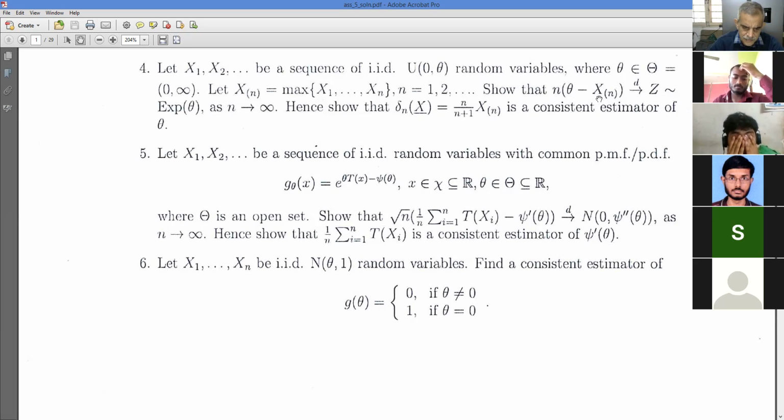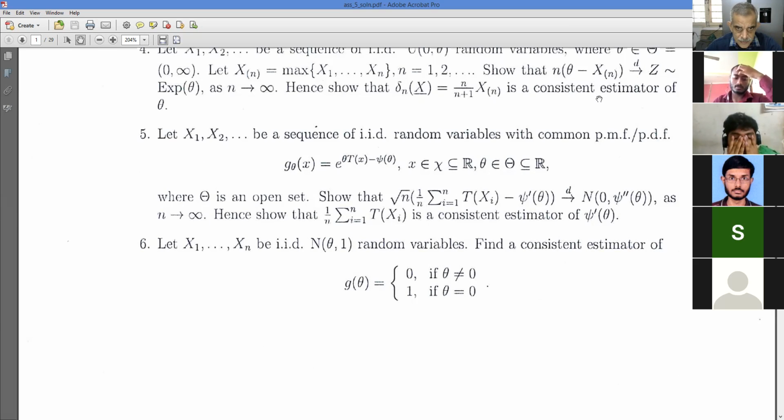Sir, in problem number 6, how to proceed for the consistent estimator? Is there any hint? Okay. Let us see how you should approach this problem. These are some function of theta. I know a consistent estimator of theta. Can you give me one consistent estimator of theta? X bar. So X bar is consistent. That means if G is continuous, then G of X bar would be consistent for G of theta by a result which we did in the class.